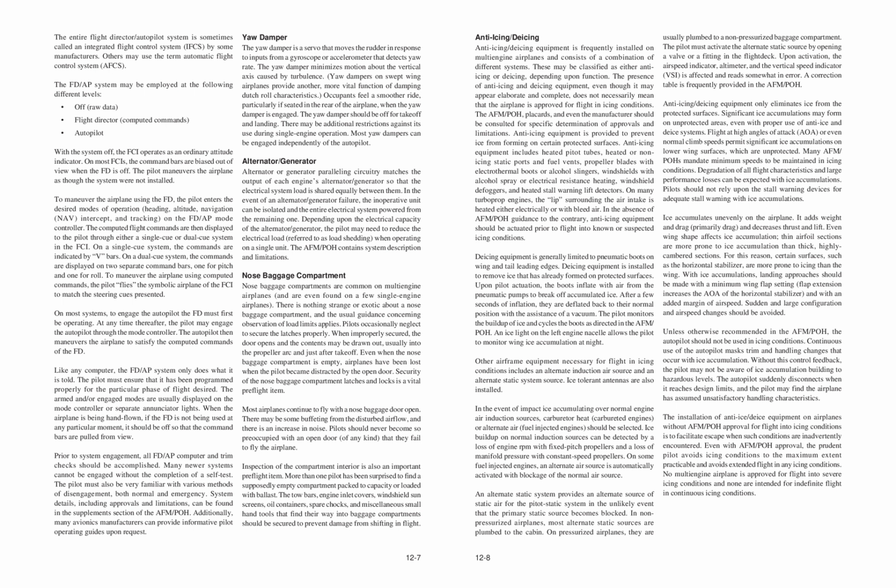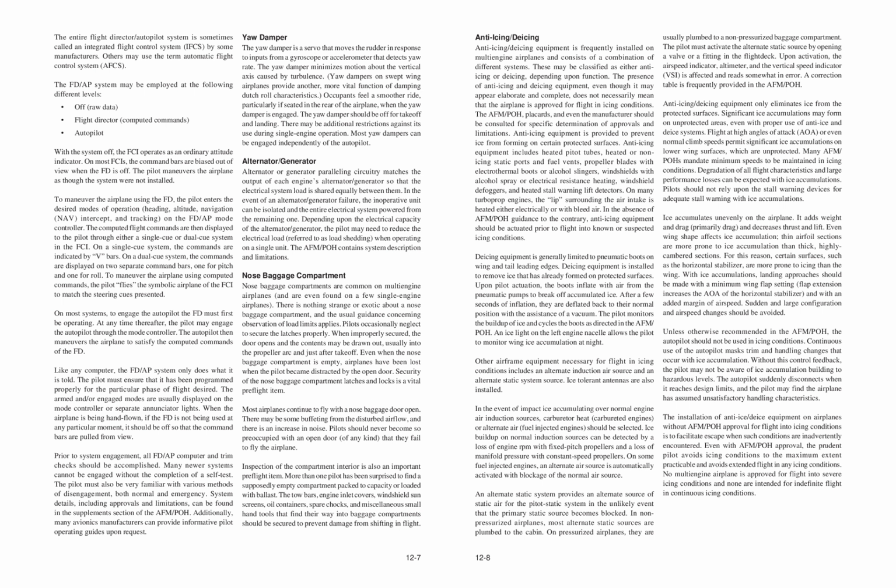Other airframe equipment necessary for flight in icing conditions includes an alternate induction air source and an alternate static system source. Ice-tolerant antennas are also installed. In the event of impact ice accumulating over normal engine air induction sources, carburetor heat, for carbureted engines, or alternate air, for fuel-injected engines, should be selected. Ice buildup on normal induction sources can be detected by a loss of engine RPM with fixed-pitch propellers and a loss of manifold pressure with constant-speed propellers. On some fuel-injected engines, an alternate air source is automatically activated with blockage of the normal air source.